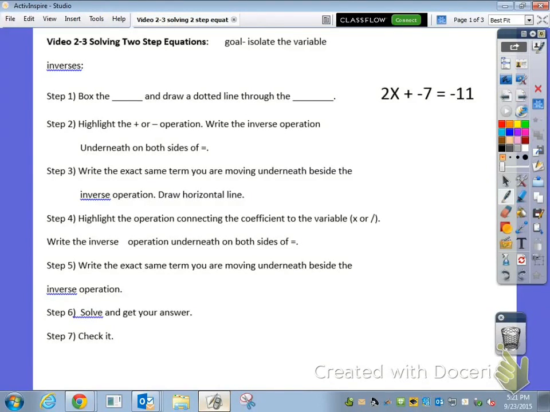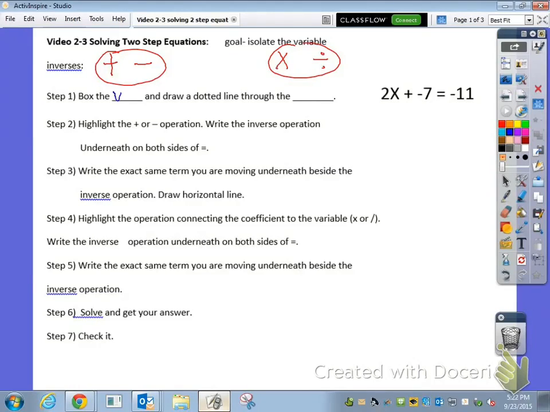Okay, so very first thing, when we're solving equations, we want to isolate the variable. And remember, my inverses are addition and subtraction. They're opposites. And multiplication and division, they are opposites, okay? Now I'm giving you some very concrete steps to help you do this.